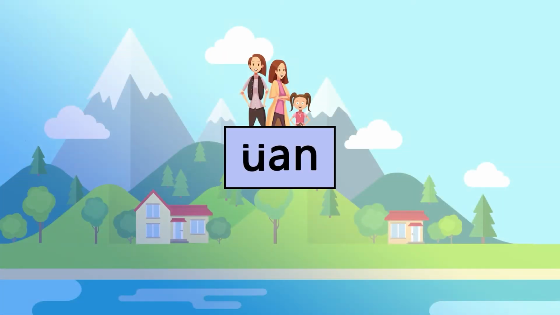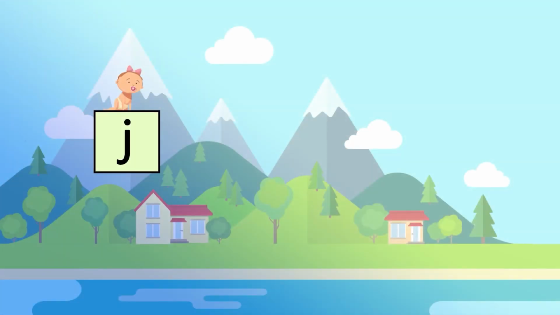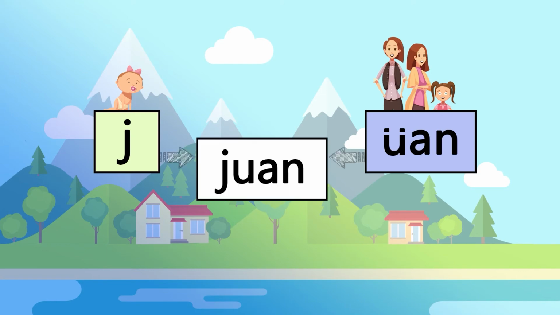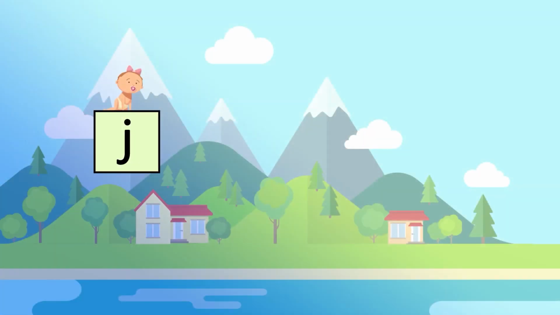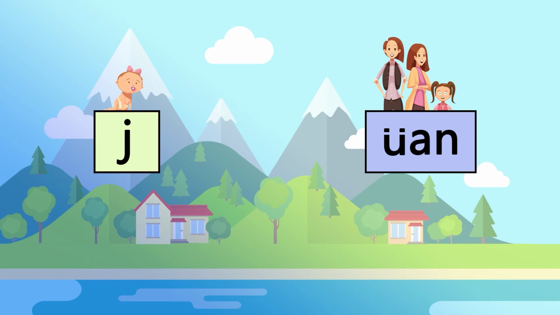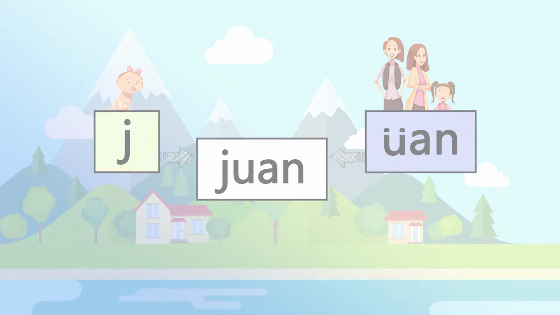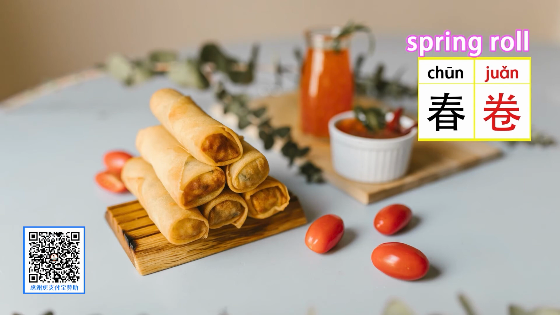Let's practice. Yuan, ji, yuan, jin, jin. Chunjin, spring roll. Chunjin, spring roll.